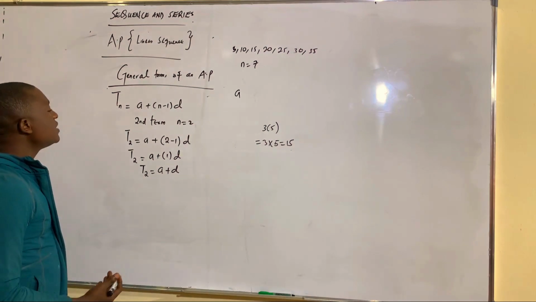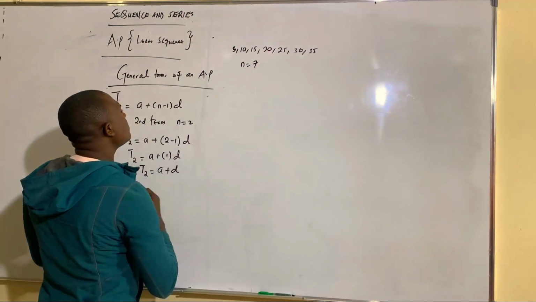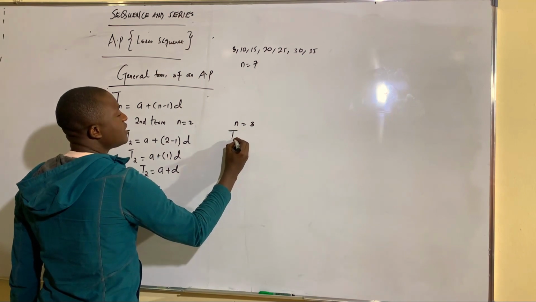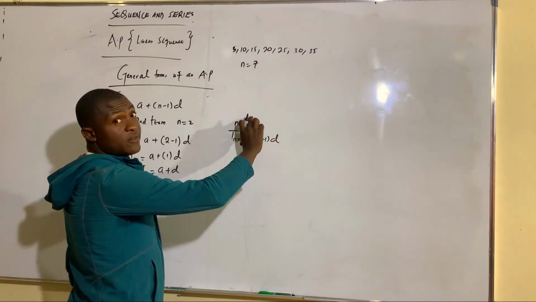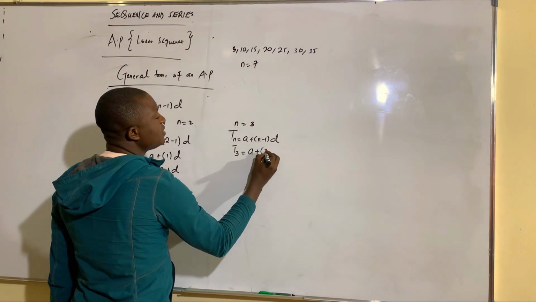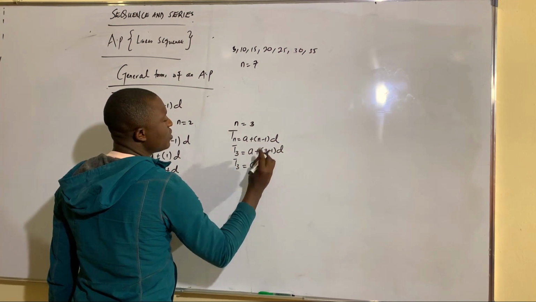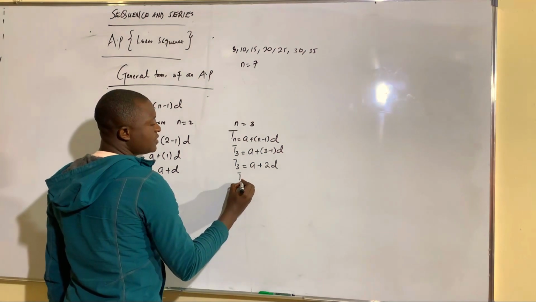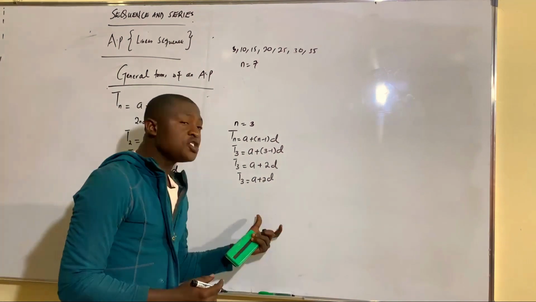So let's say I want to find the third term, meaning when the number of terms is 3. Now I can just apply the formula: Tn equals A plus (n minus 1)D. The number of terms here is 3, so T3 is equal to A plus (3 minus 1)D. Three minus 1 is 2, so T3 equals A plus 2D.